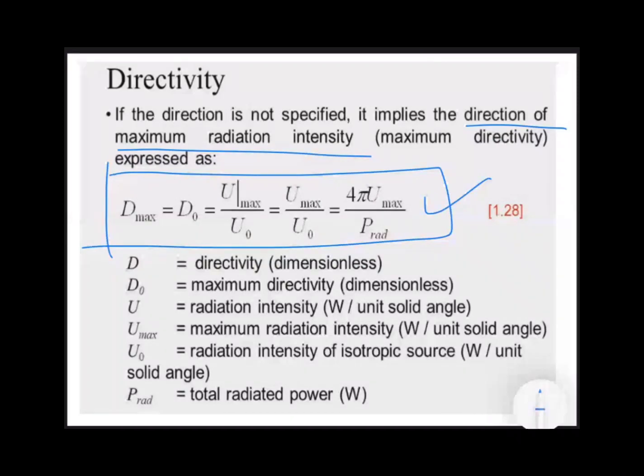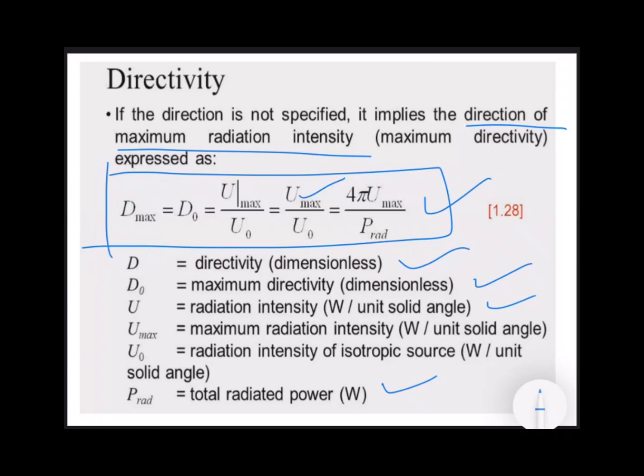And always the directivity is a dimensionless value. In the lab also, you'll be finding out the gain and directivity of the antenna. The gain, you'll write it in dB, but for directivity, there is no unit. And D naught here in this equation is maximum directivity, U is radiation intensity, that is watts per unit solid angle, U max is maximum radiation intensity, and U naught is radiation intensity of an isotropic source. And PR stands for total power radiated.